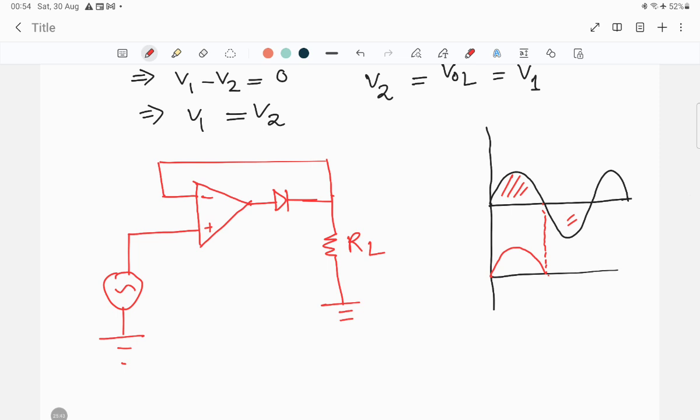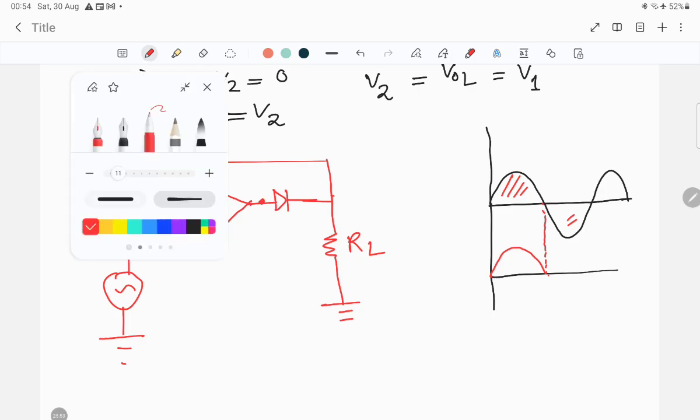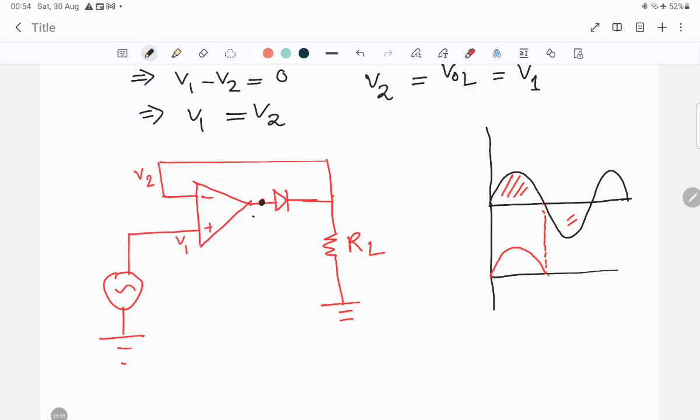Now over here, this is the V1 and this is the V2. At this point, at the output over here, the V0, what should be the value? Right now V1 is less than 0. We have already known that V0 is equal to V1 minus V2.